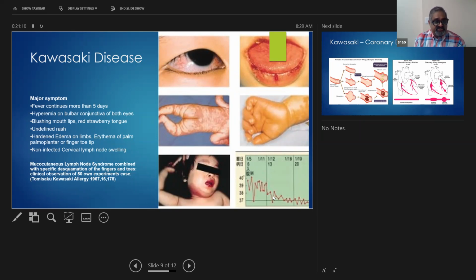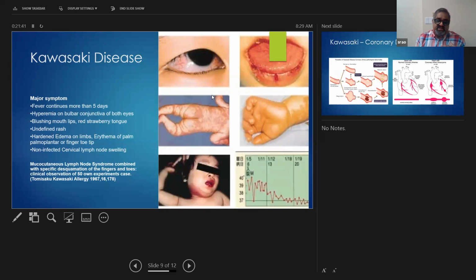But this represents the fever curve, and of course the bulbar conjunctiva of both eyes, the strawberry tongue, and the undefined rash here, and the edema of the hands. The edema is sort of like a hard edema in patients that have Kawasaki, and this one also can include erythema of the palm and desquamation. That's where you see the desquamation oftentimes in the hands and the feet, in the periungual areas, and also the cervical lymphadenopathy, the non-infectious cervical lymphadenopathy.